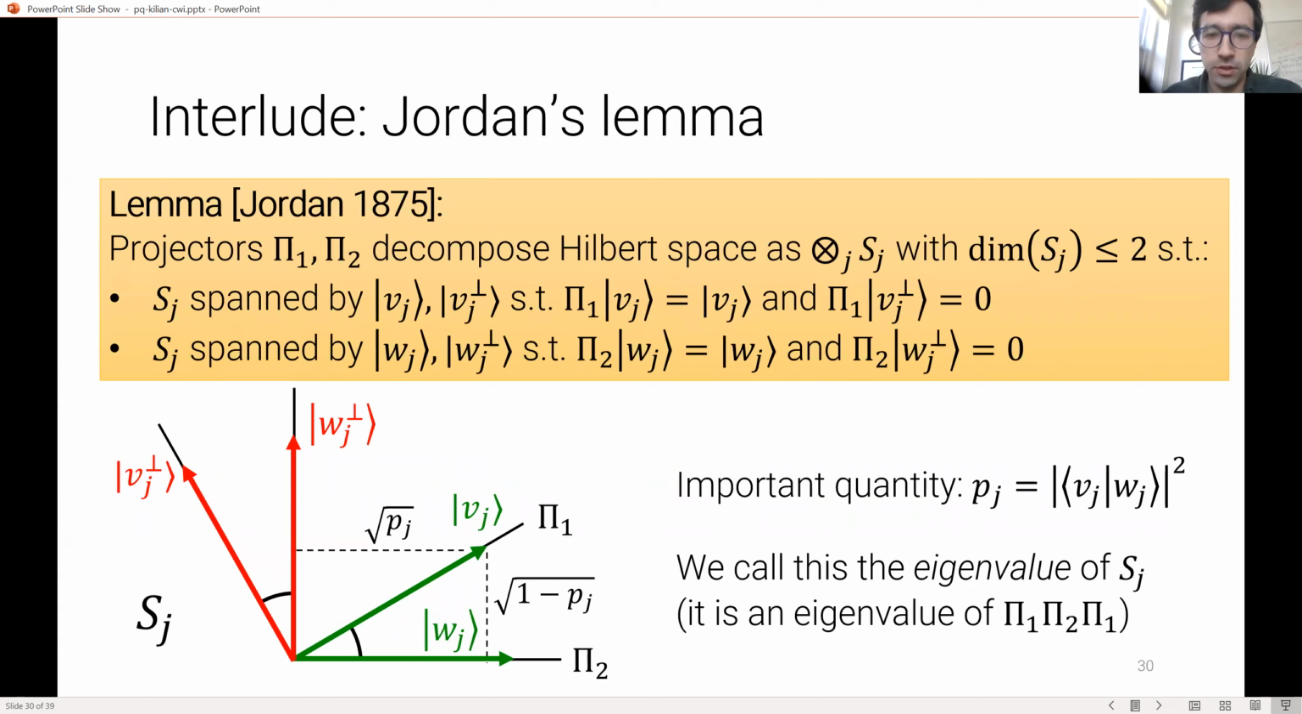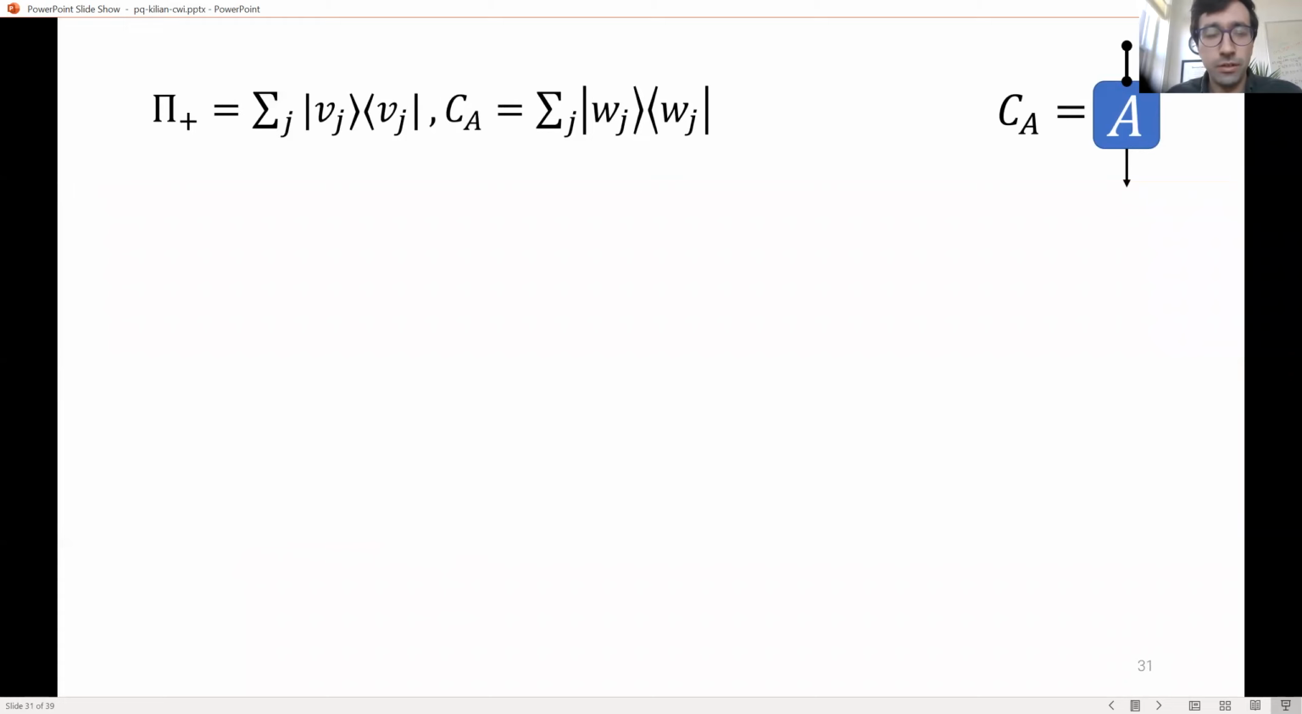Okay, so this was Jordan's lemma. What it allows you to do is to take any algorithm that consists of alternating two projectors, such as the one that I just described, and analyze it in terms of two-dimensional subspaces, like in terms of qubit dynamics, which makes things quite a bit more straightforward. So let's look at this in terms of Jordan's lemma.